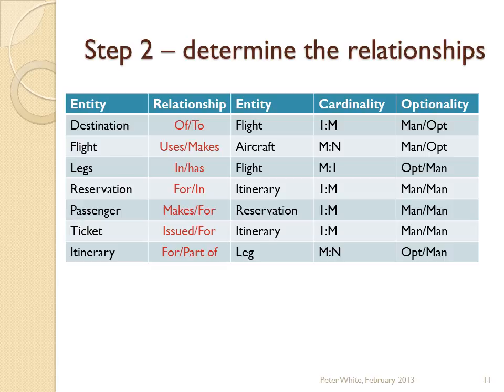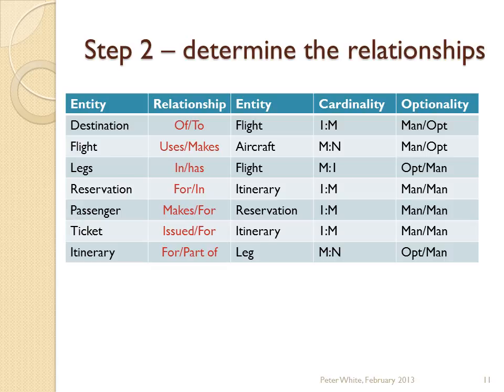We start off by reading this table initially from left to right. On the first row we've got the entity destination with a relationship called "of" with the entity flight, and we'd read that as destination of flight. That seems to make sense. But we also remember that we have to read it the other way as well, from right to left. So now we'd read it as flight to destination, and that seems to work quite well as well.